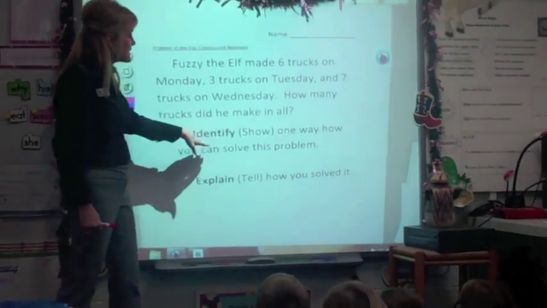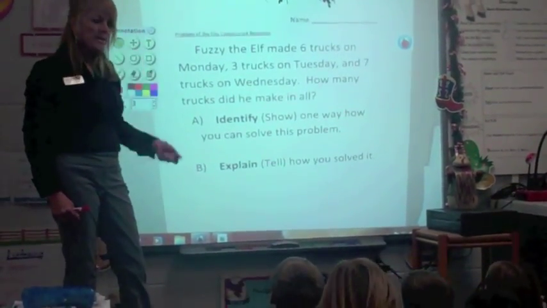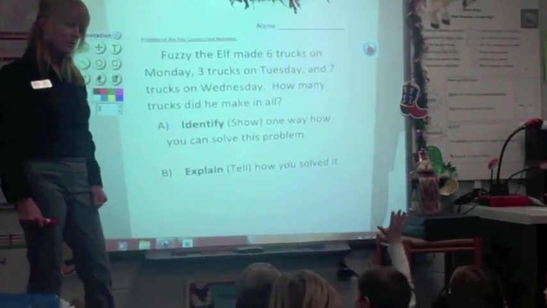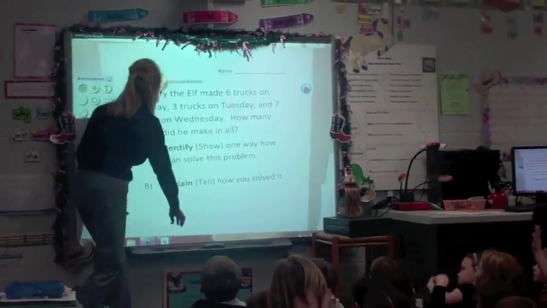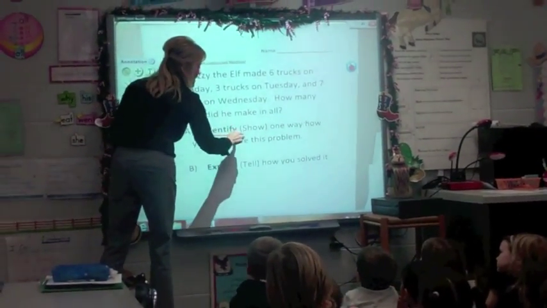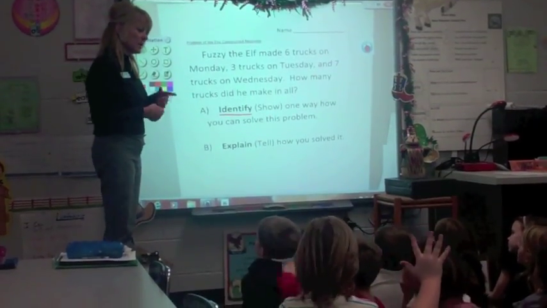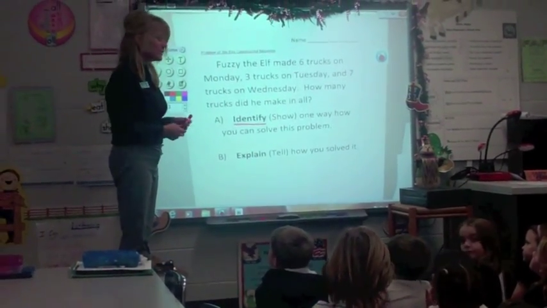It says identify one way how you can solve this problem. What's the power verb there? What does it want you to do? Reagan. Identify. Good job. Identify is the power word. And what does that mean, Reagan? Identify? Show. Good job.